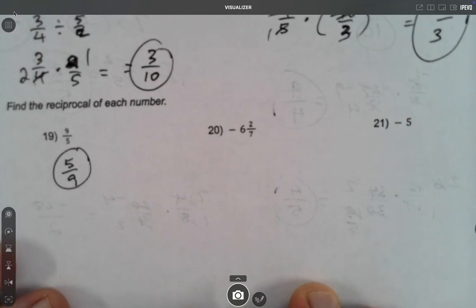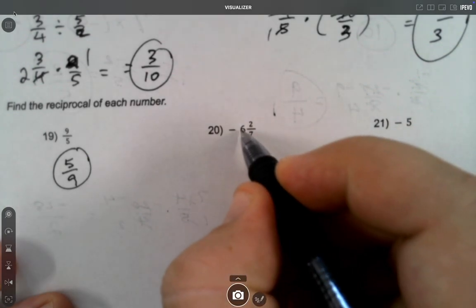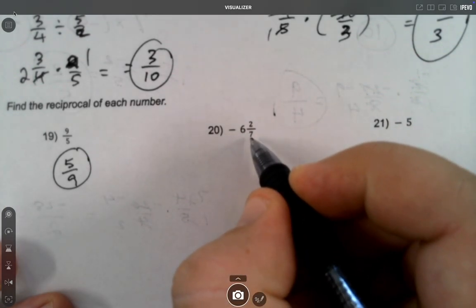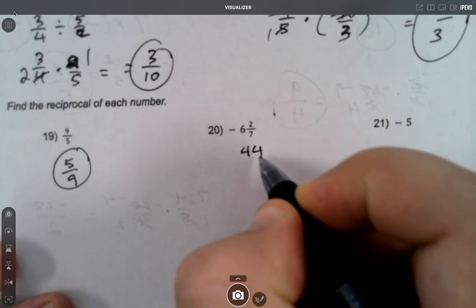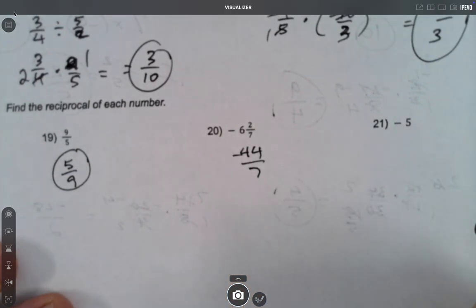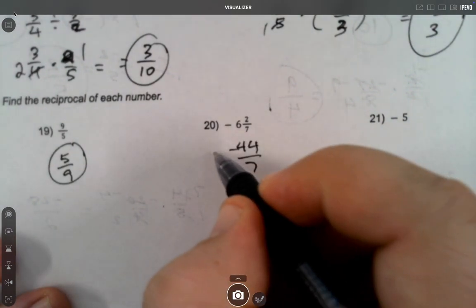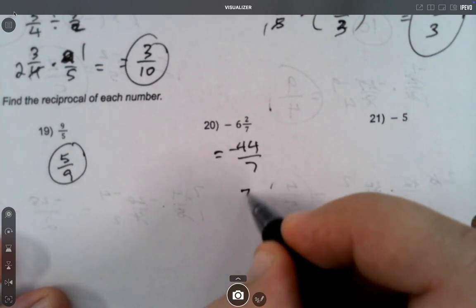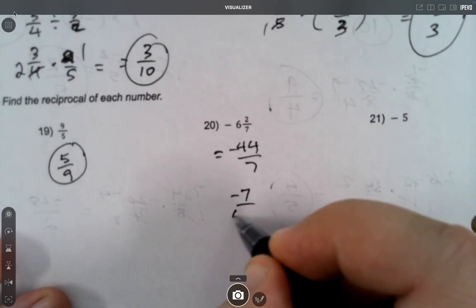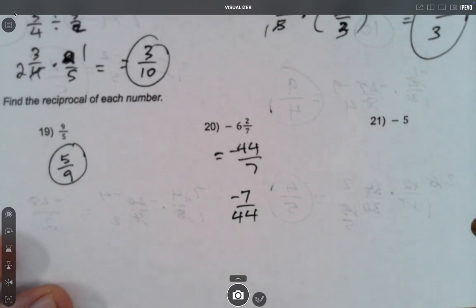Now 20, before you do the flipping, you have to change it to be an improper fraction. So 6 times 7 is 42. 42 plus 2 is 44. So negative 44 over 7. Now these are equal. To get the reciprocal, we flip it. And you can put the negative with the 7 or the 44, doesn't matter.